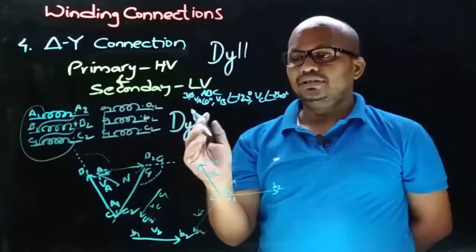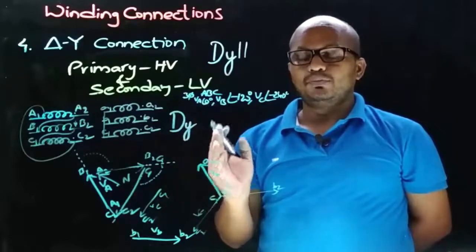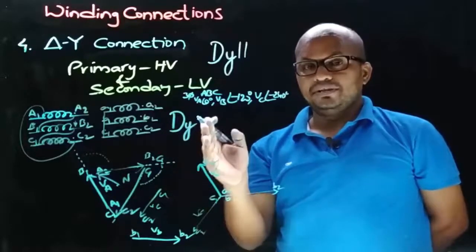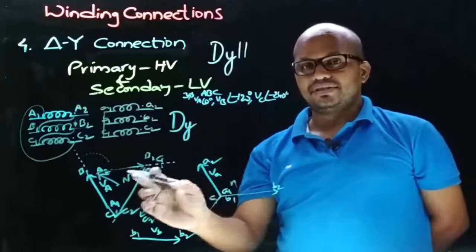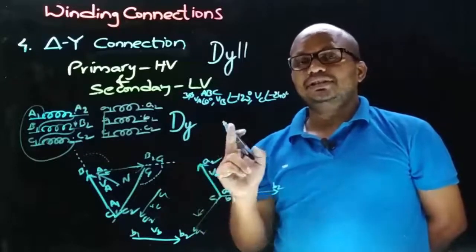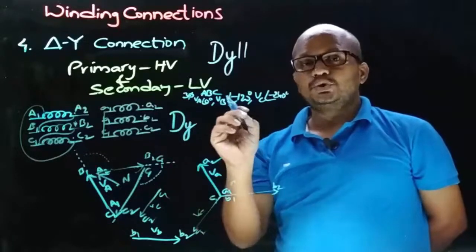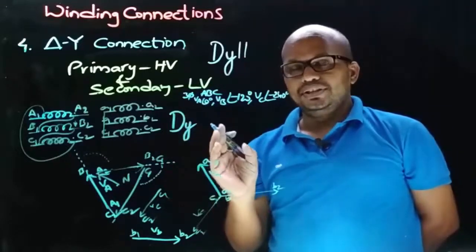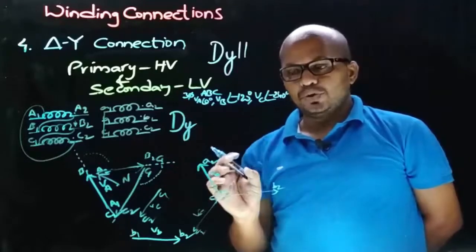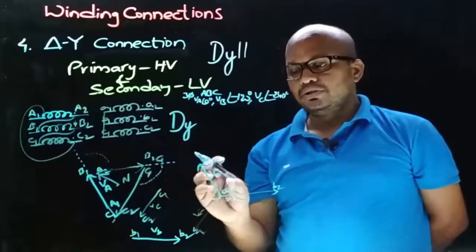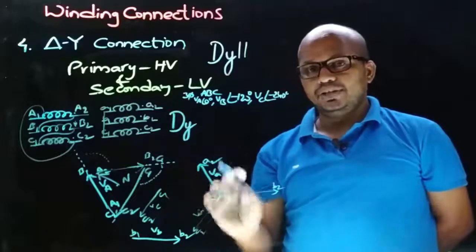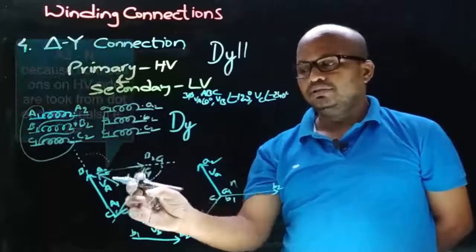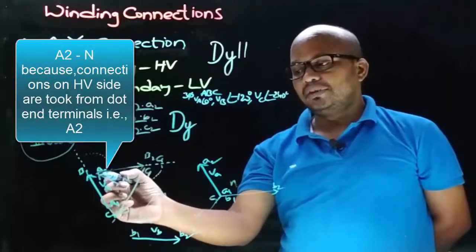And now we need to decide the third position of the vector group symbol, which is a numerical, and that numerical is obtained by clock notation. To obtain that, let's observe these phasor diagrams, because that numerical will indicate the LV winding phase to neutral voltage displacement with respect to the HV winding phase to neutral voltage. So we need the LV winding phase to neutral voltage and the HV winding phase to neutral voltage. In star connection, that is in the LV winding, the phase to neutral voltage is small a to n, and on the HV winding the phase to neutral voltage is capital A to n.